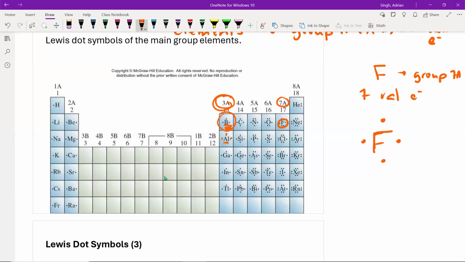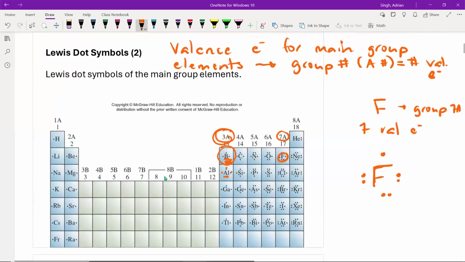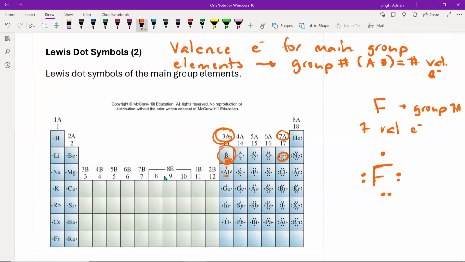I can start here on the left side. So this is 5, this is 6, and then that's 7. Okay, so I have 1 unpaired electron in my Lewis dot symbol for fluorine. So we can use the periodic table to help us figure out the valence electrons. Remember now, that's your general rule. There are always going to be exceptions.